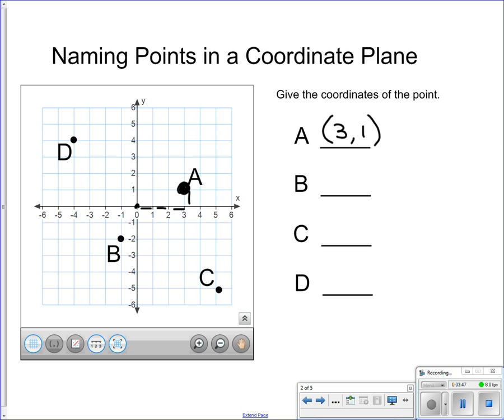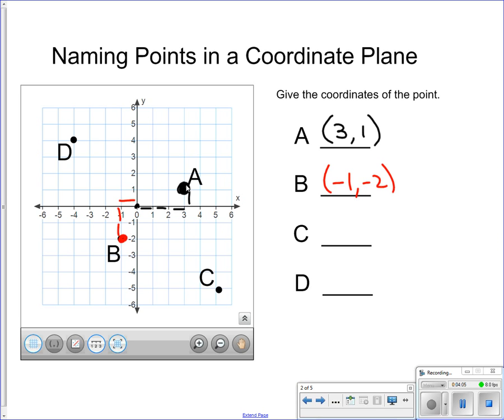But (3, 1) is how you say it. Now, point B is down here. That's 1 to the left, 2 down. 1 to the left is -1, 2 down is -2. So it's (-1, -2), parentheses around them, comma in between.